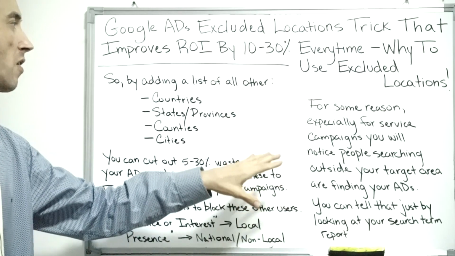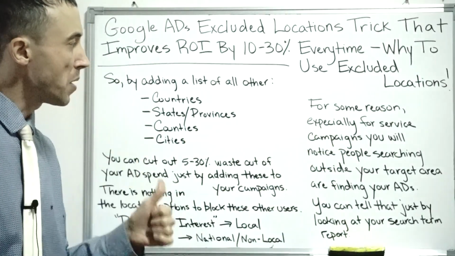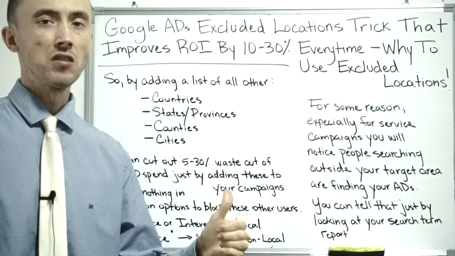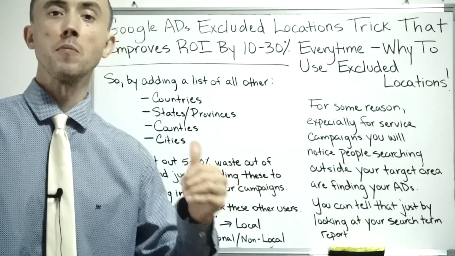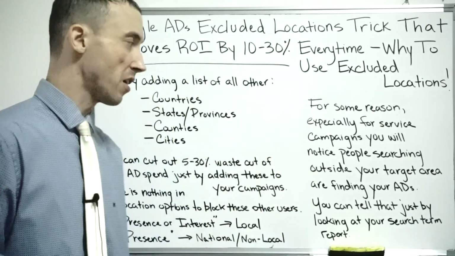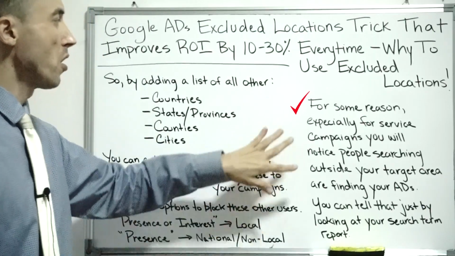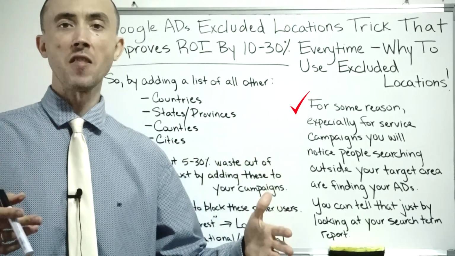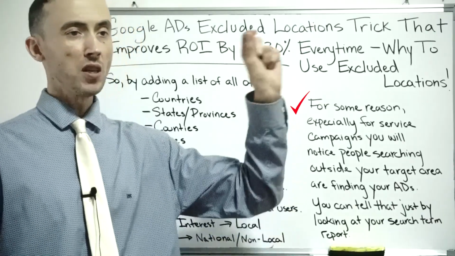I'm going to go into all these details in today's video and more. Getting into the content, for some reason, especially for service campaigns, you'll notice people searching outside your target area are finding your ads. Like I said earlier, it's becoming a bigger and bigger problem over time, so by the time you watch this, it's going to be an even bigger problem. In your search terms report, which shows what people typed in before clicking on your ads, if you look at the last month or few months, you'll see some weird searches.